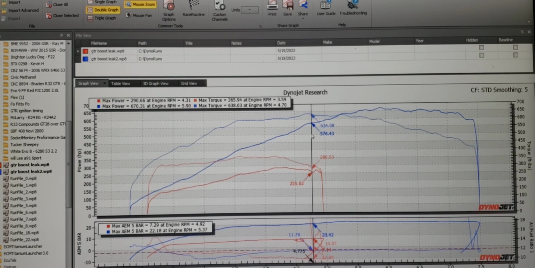Now the next one we're going to look at is cam and crank sensor problems and cam timing. We're going to roll it all together because we had problems on the same car, so it will be easy to demonstrate. So let's switch to our cam timing problem.